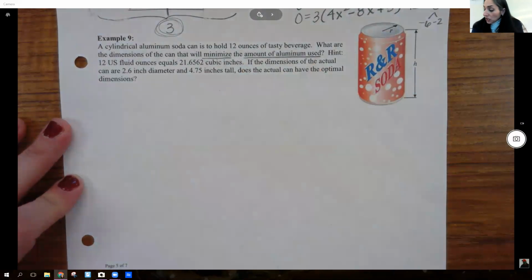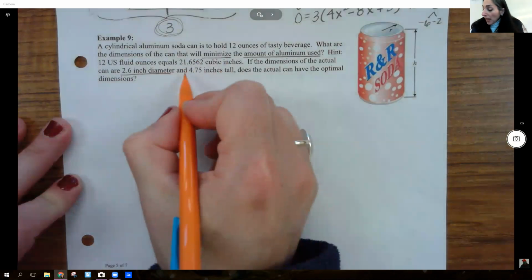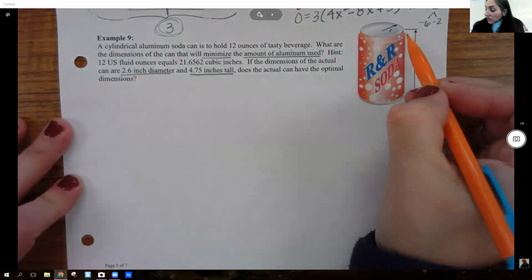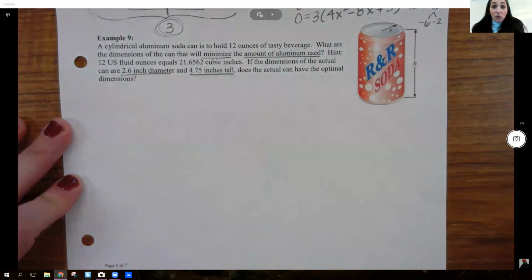21.6562 cubic inches. If the dimensions of the actual can are 2.6 inch diameter and 4.75 inches tall, does the actual can have the optimal dimensions? And of course, we are going to ignore the little lip indentation right here, because obviously that is going to take away from some of our capacity.